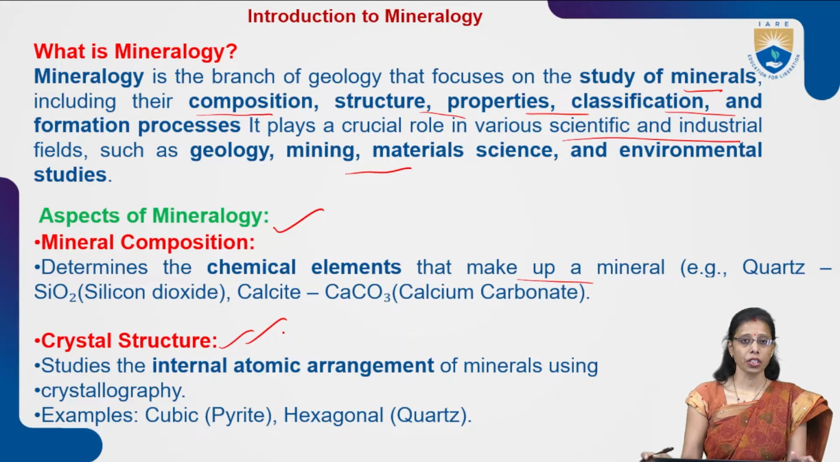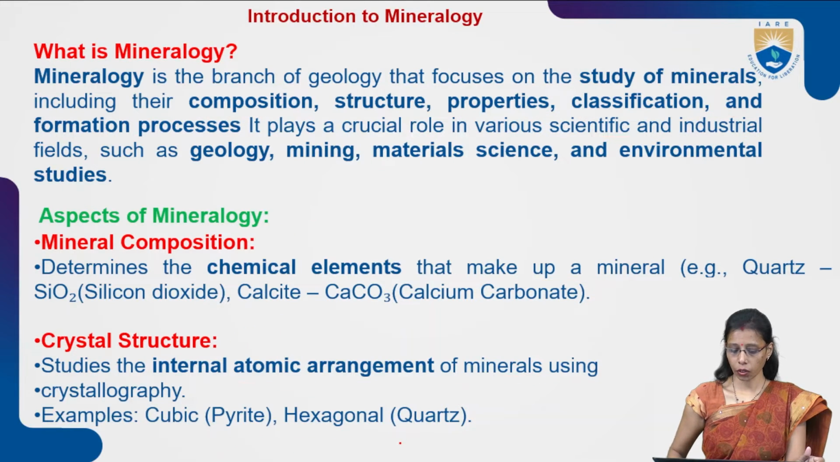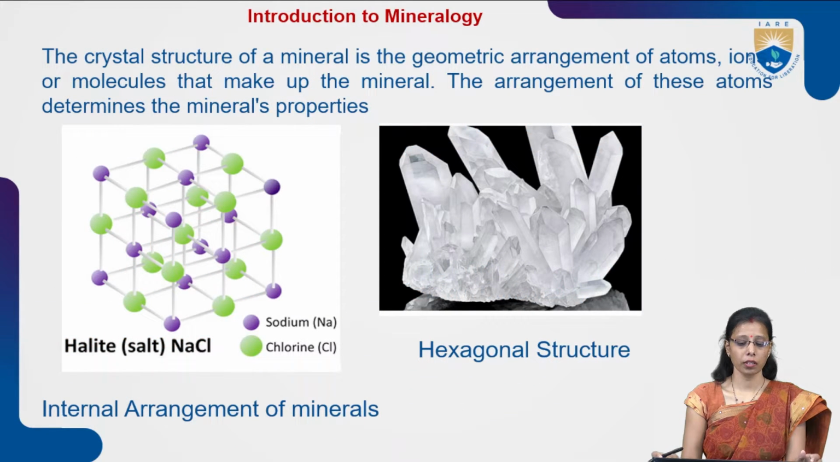Now about the crystal structure: how the crystals in those particular minerals are arranged, and in which manner, all that we are going to understand. It studies the internal atomic arrangement of minerals using crystallography. Examples of different types of crystal structures are cubic and hexagonal. The crystal structure of a mineral is the geometric arrangement of atoms, ions, and or molecules that make up the mineral. The arrangement of these atoms determines the mineral properties.